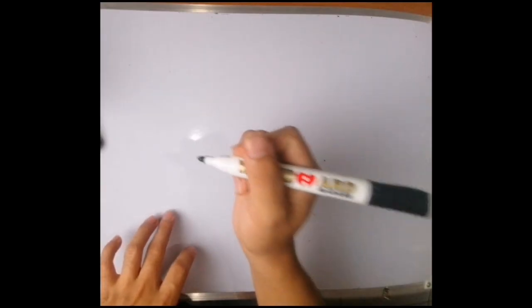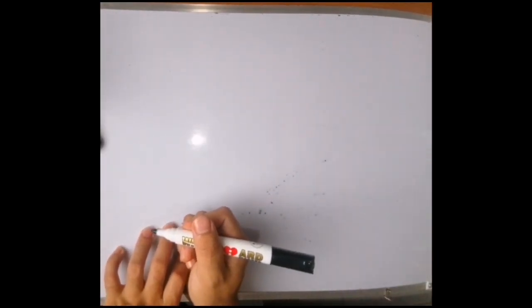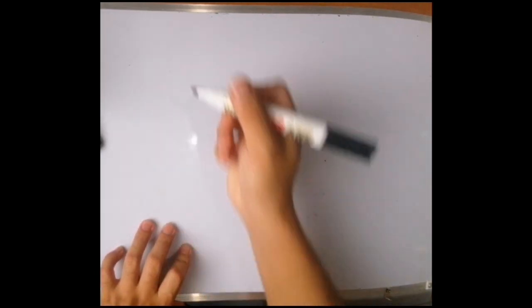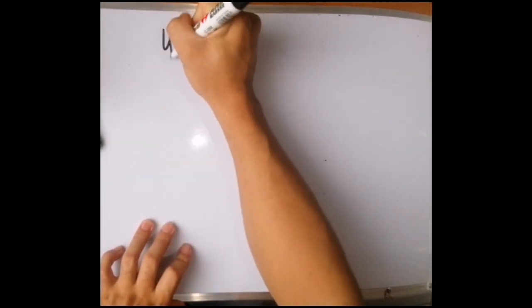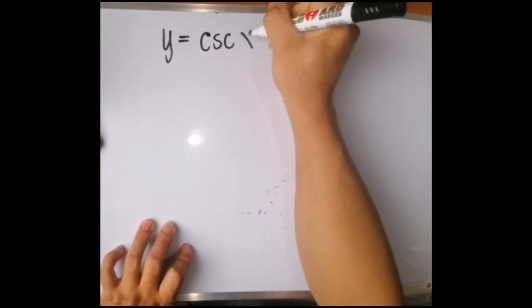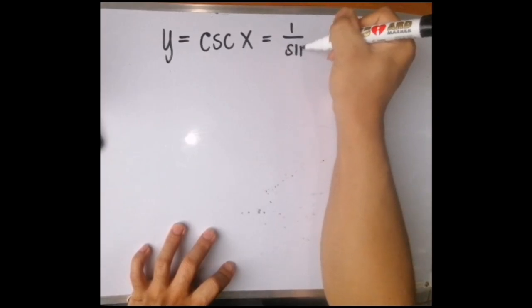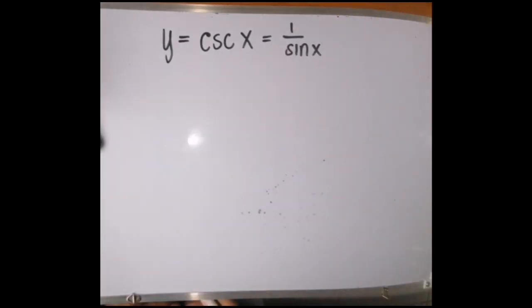Now let's move on to the cosecant. It is very important to understand that cosecant is 1 divided by sine. y equals cosecant x equals 1 divided by sine x. So if you graph the sine function, you can graph the cosecant function. The rules for cosecant are similar to the rules of the sine function. The period of cosecant is 2 pi.